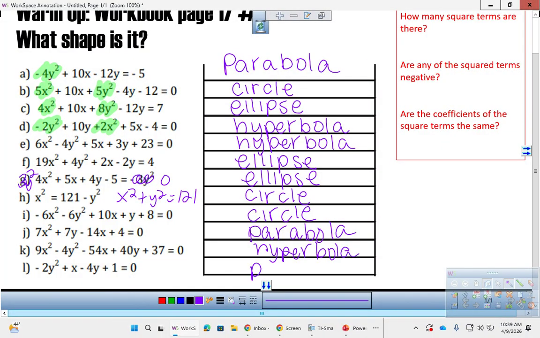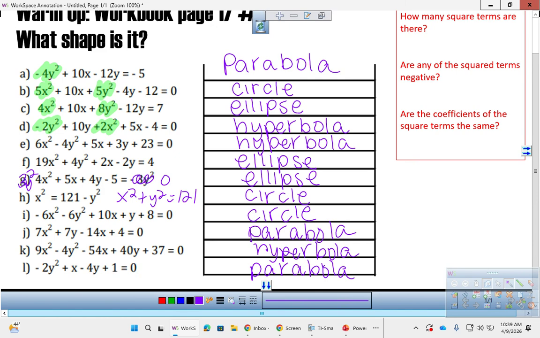And the last one is also a parabola because there's only one squared term. Once you know what the shape is, then you do the complete the square method to try to make it look the way you want it to. This question wasn't asking you to do that. But an open-ended question might say, what shape is this? Okay, now put it in standard form.